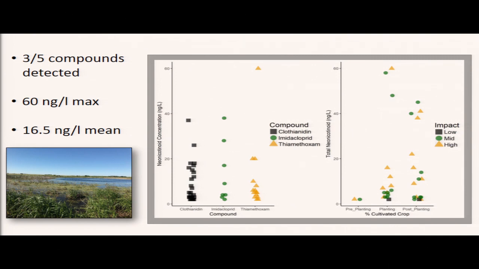A similar pattern was observed in our concentrations and our compounds. We detected 3 of the 5. In our samples, we sampled for clothianidin, imidacloprid, thiamethoxin, acetamiprid, and thiacloprid. We were only able to detect 3, which included clothianidin, imidacloprid, and thiamethoxin. We saw similar concentration levels among those 3, and our highest was 60 nanograms per liter, and our average detection was 16.5 nanograms per liter.